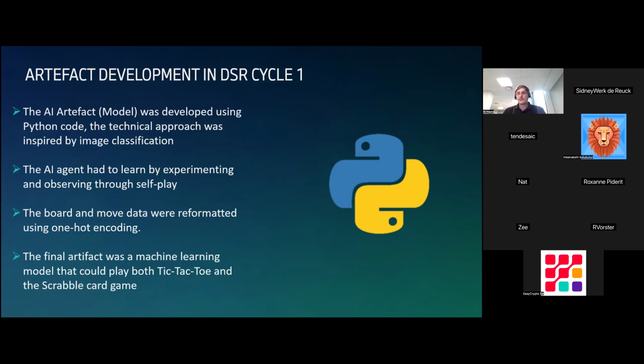So our final artifact was a machine learning model that can both play tic-tac-toe and the Scrabble card game. All of this was done with coding in Python. And all of this is a relatively complex process and introduces high cognitive load. Therefore, we go through the DSR cycles again for a second cycle, this time trying to remove the cognitive load of developing the AI model. And this is where no-code AI comes in.